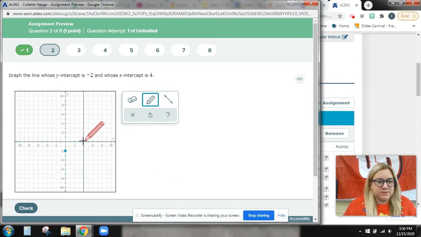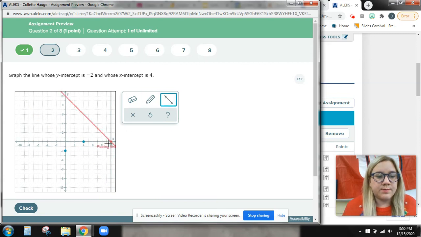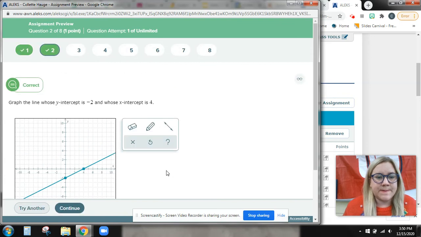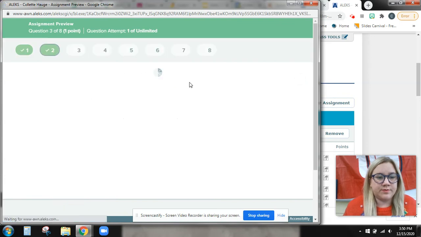The x-intercept is 4, so I'm going to place a point there. I'm going to go over here and grab my line tool. I'm going to click on that. I'm going to click one point and then the other point, and it's going to graph my line. And I will click check, and it'll show me if I'm right or wrong.